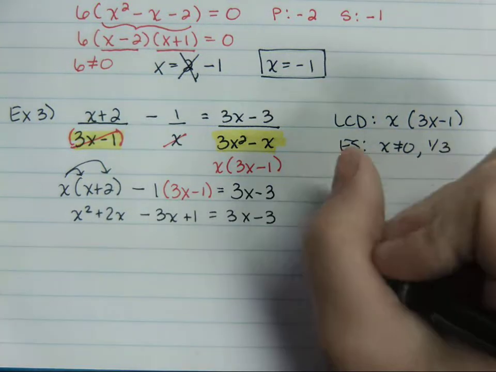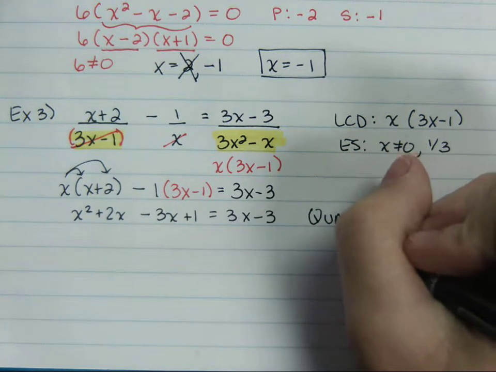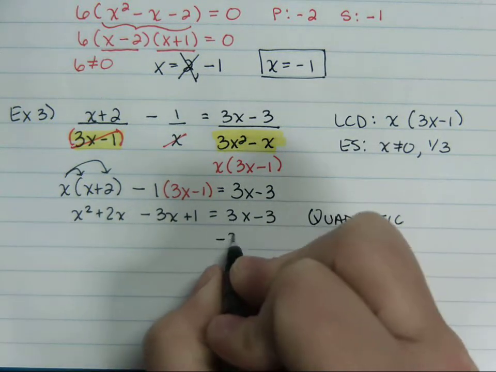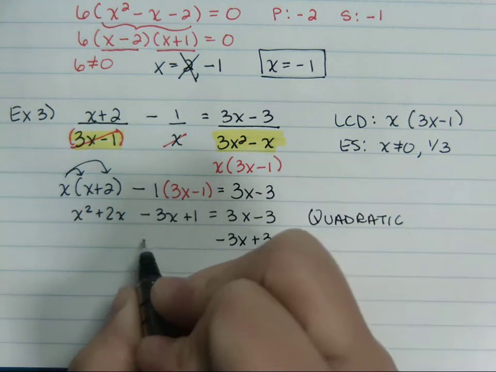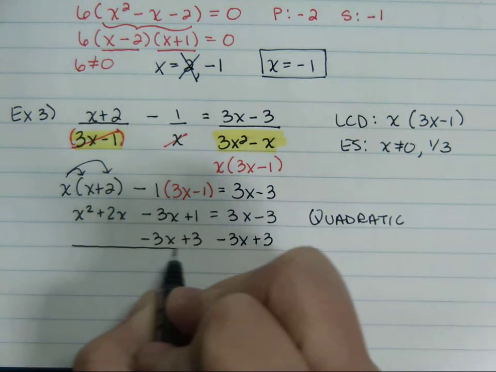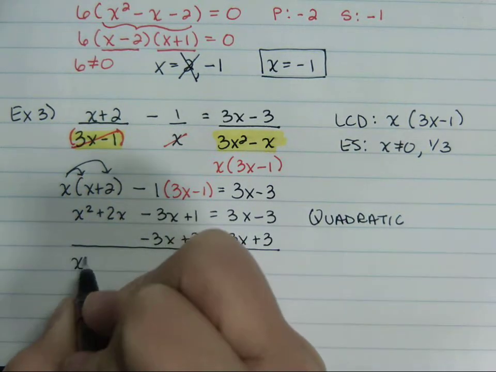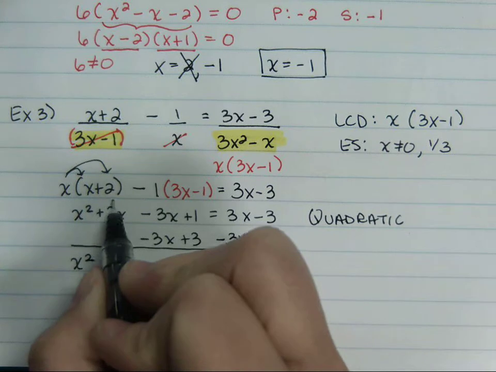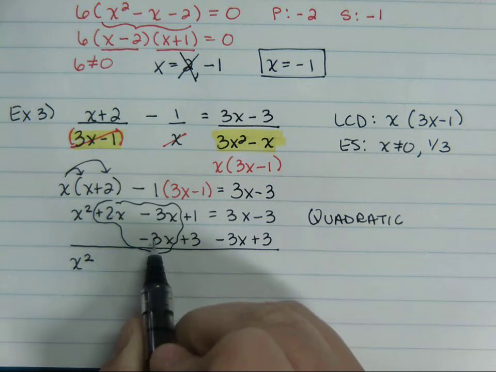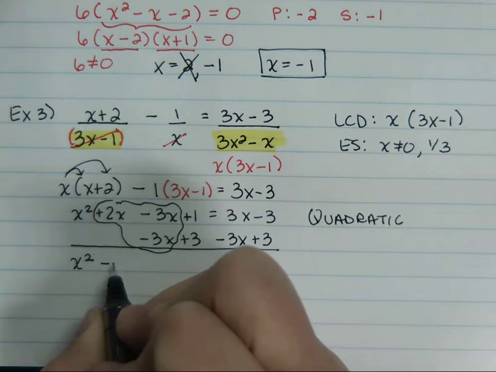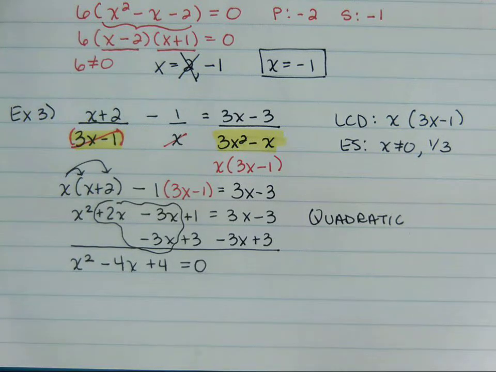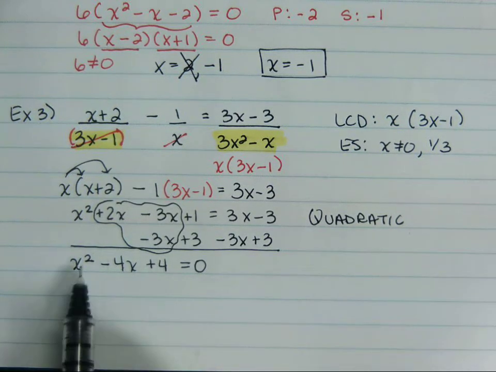And again, I do have a quadratic. So I'm going to move all of my terms to the other side and combine all my like terms. So I have an x squared. All of these right here are like terms. And so that's a minus 6 plus 2, which is a minus 4x, plus 4 equals 0. Again, another relatively easy one to factor.